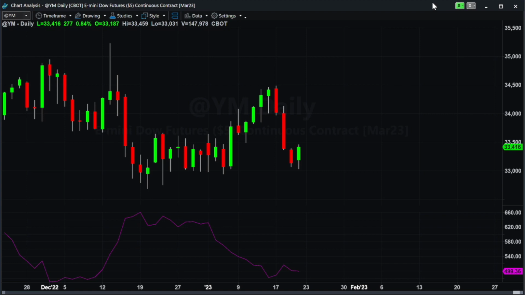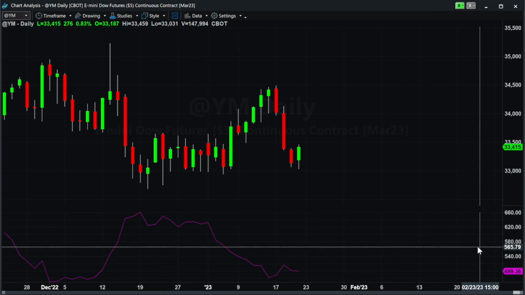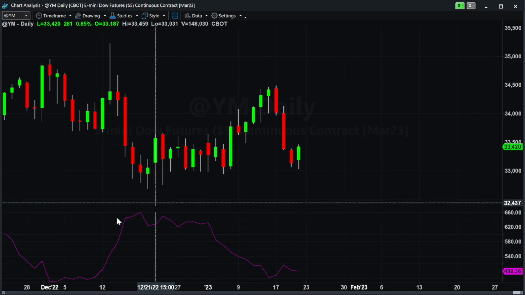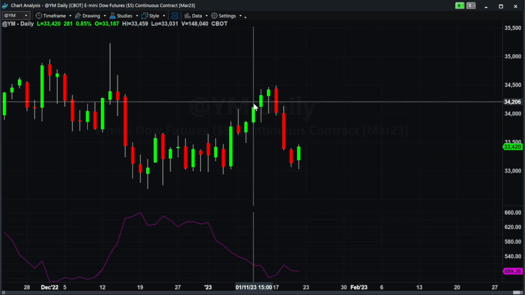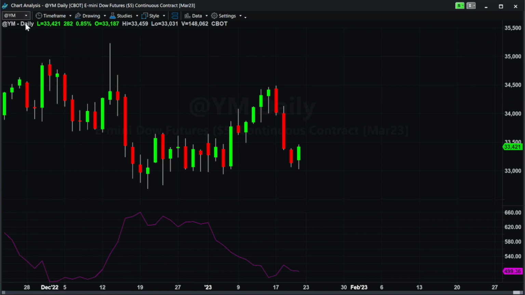So what we're looking at here is the Dow futures contract. I have the ATR, or the average true range, down here on the bottom. And what this is telling us is that it's always going to look 14 candles back. Now, because we are on a daily chart here, we're talking about 14 days. But if we were to switch time frames, it's still 14 candles. So in this case, we're talking days.